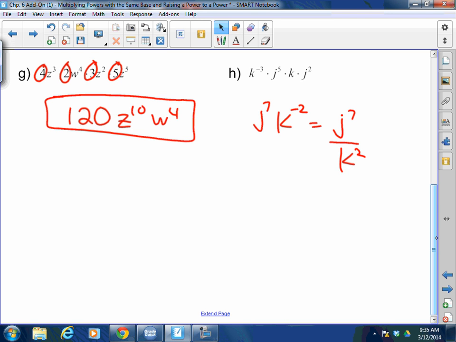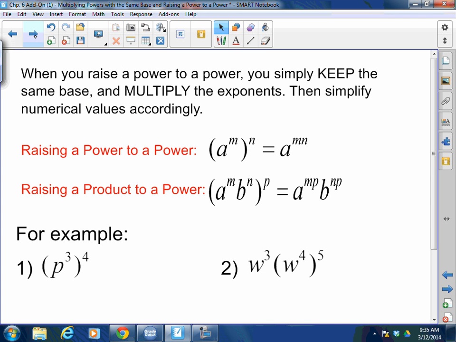Any questions before we move on? Because we got plenty of time. May I continue? Everybody is good? All right. Now we're going to learn the power property, okay?